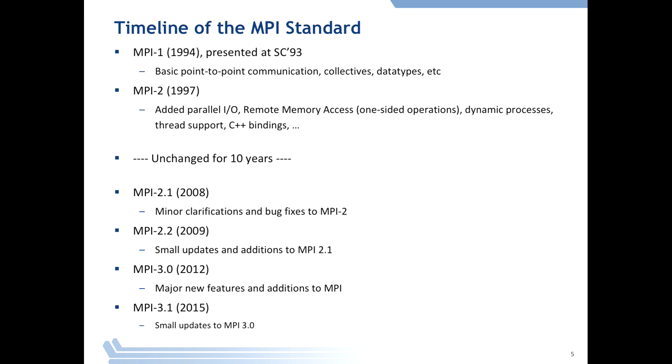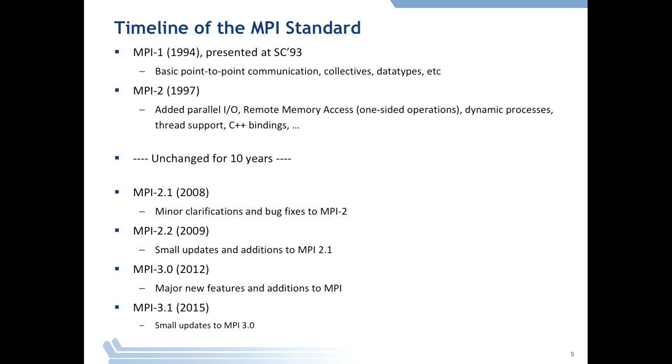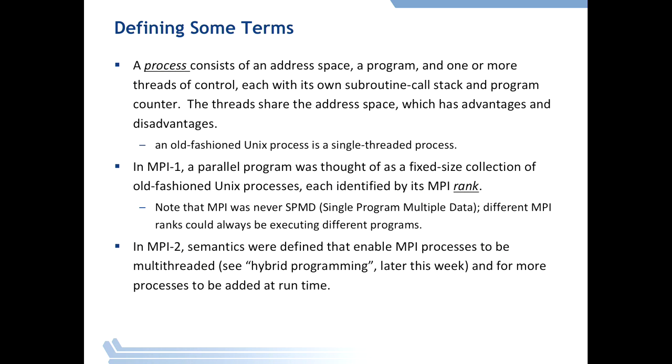However, after 10 years, it was time to capitalize on the things that had been learned by all the experience over the last 10 years. There were a few weak spots, a few things that we got wrong, of course. So in the next couple of years, we clarified things and fixed bugs in the spec and made some small updates. Then in 2012 came MPI 3, which added some major new functions that we'll be talking about tomorrow. And then in 2015, there have been some small updates again to fix some gaps.